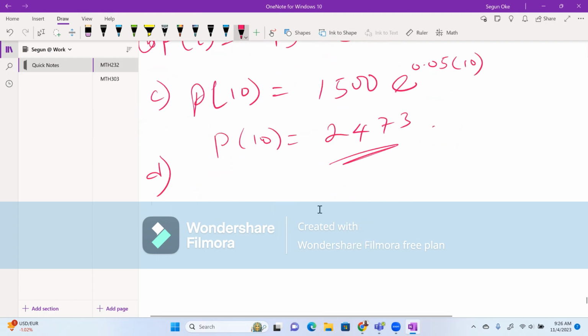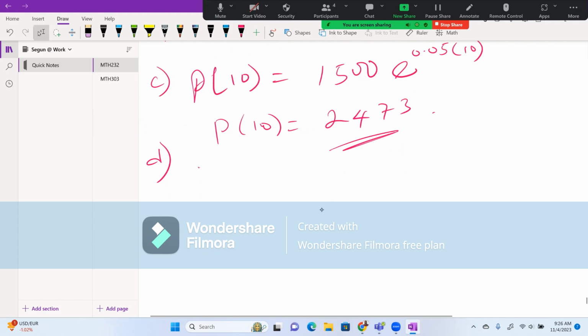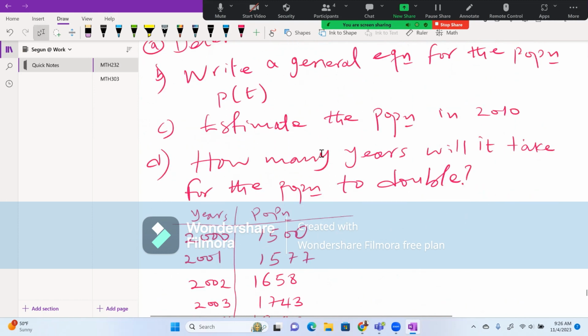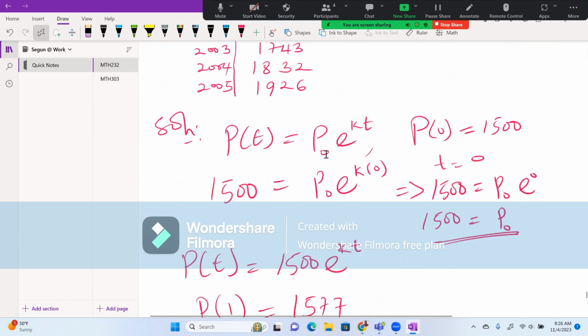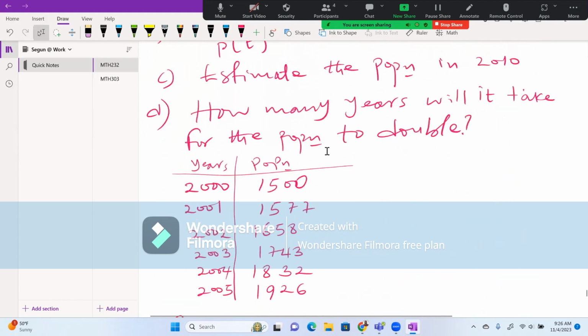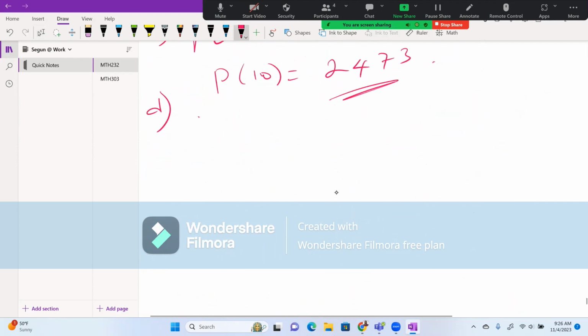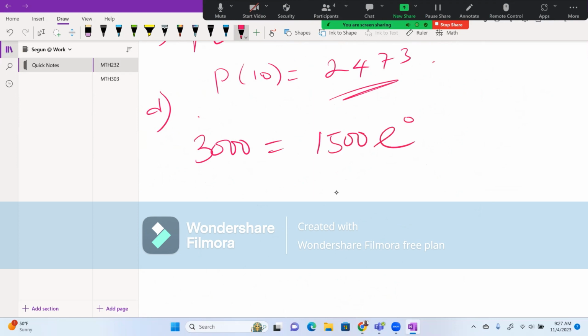D, they said we should double. At what point are we going to double the population? Let's look at it. He said, how many years will it take for the population to double? Remember, the population started from 1,500. So at what point were we going to get 2 times 1,500? It simply means our population in this case will be 3,000. 3,000 equals 1,500 exponential 0.05 t.